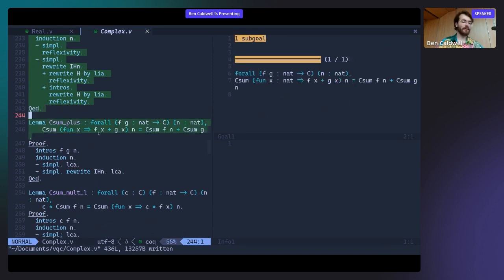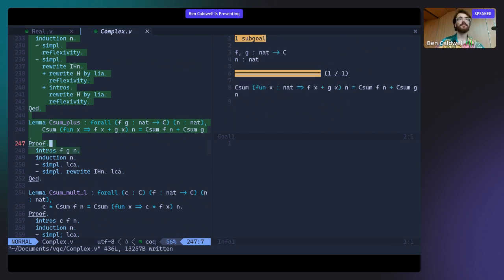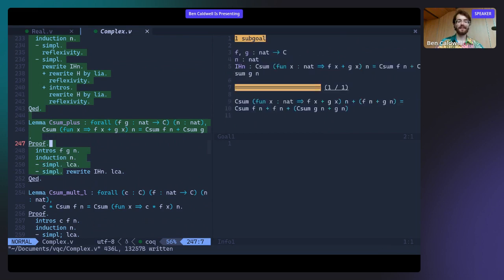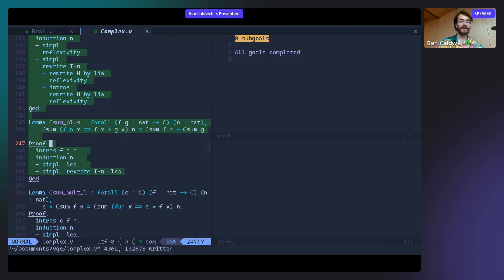Right, and so we'll have a similar proof for plus, where this one is very much fully taking advantage of the automation, right? We do induction, simplify LCA, induction, simplify a rewrite, and LCA. And this automation allows us to prove more complex statements, right? Like this one, which says, okay, well, if we have some function that can actually be split inside of the sum into two functions, then it's the same as if we just summed up the two functions individually. It makes sense. It's sort of a distributivity rule.